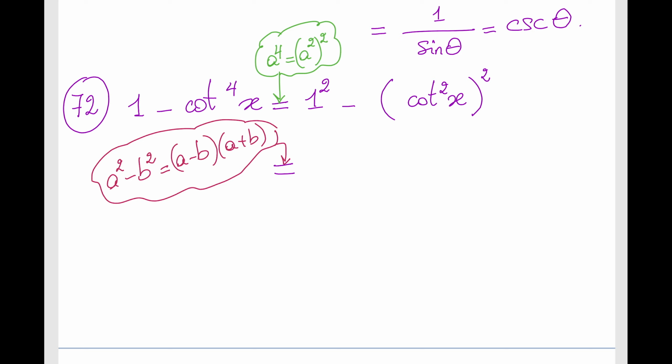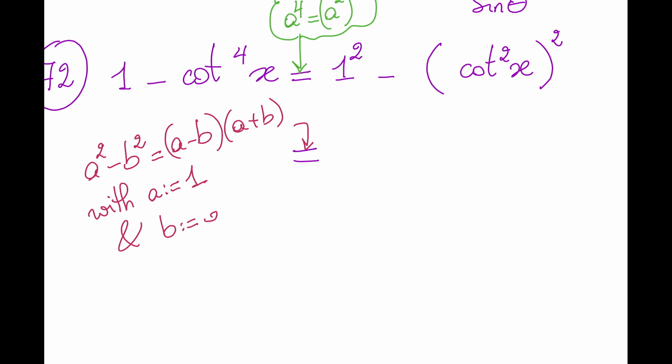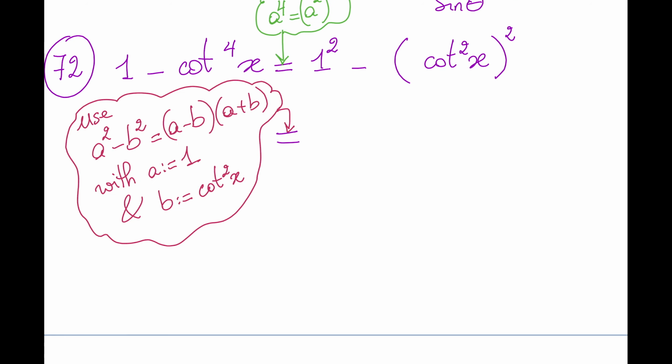Let me write it here. So with a being 1 and b being cotangent squared of x, right? So I'm giving you directions here. Use this with these choices. Okay.